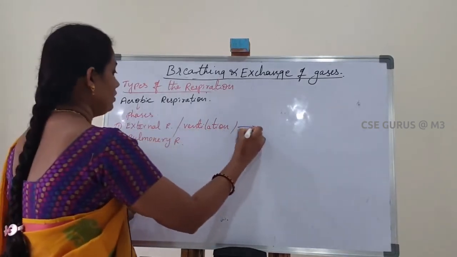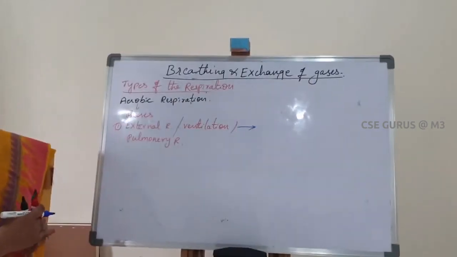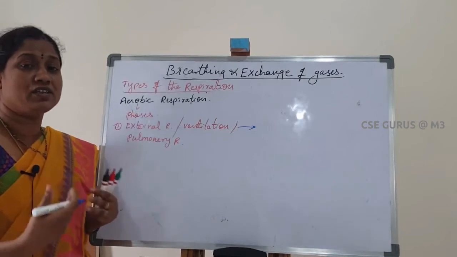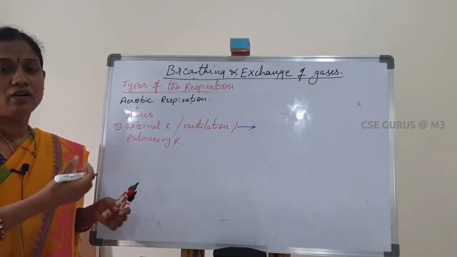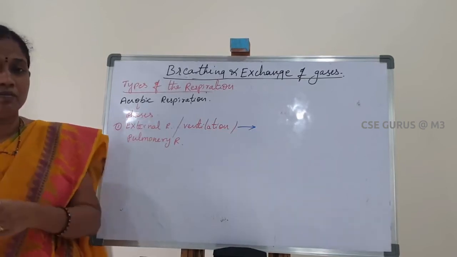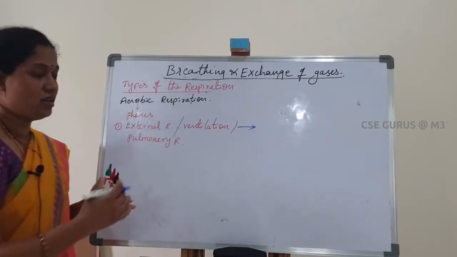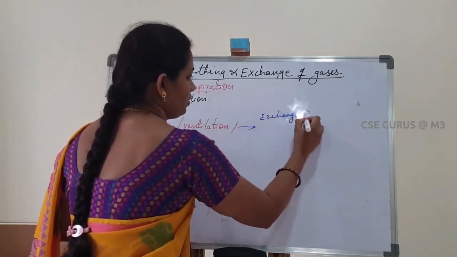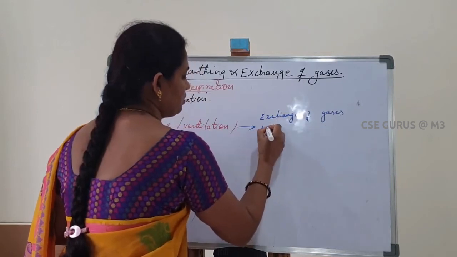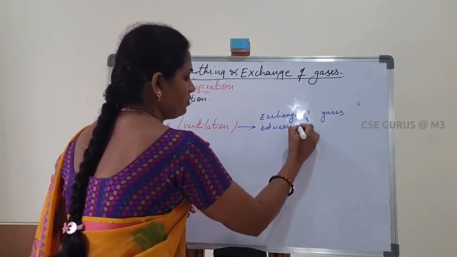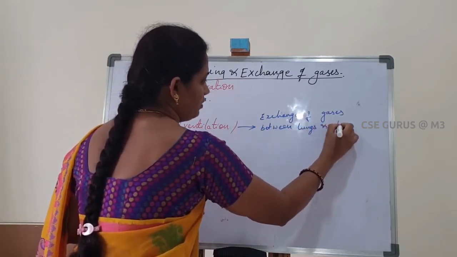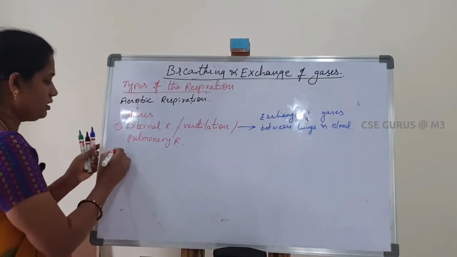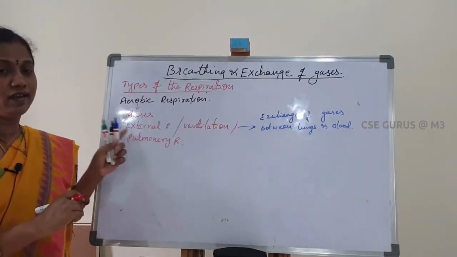External respiration means the exchange of gases between lungs and blood. During breathing, in the inhalation process, oxygen is dissolved into the blood. At the same time, carbon dioxide is released to the outside. We can write: exchange of gases between lungs and blood. This process is called external respiration, or ventilation, or pulmonary respiration. It takes place in the alveoli.